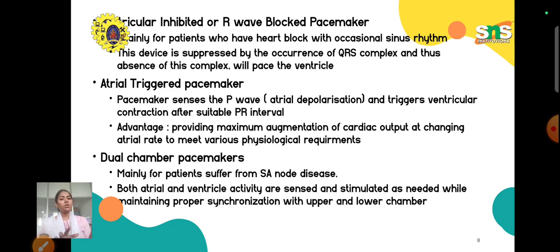So these are the major different types of implantable pacemaker. You have nearly six types of implantable pacemaker. One is the fixed type pacemaker, second is the demand pacemaker, third is the ventricular inhibited pacemaker, fourth is the ventricular triggered pacemaker, fifth is the atrial triggered pacemaker, and sixth is the dual chamber pacemaker. So this is the major classification you can see in implantable pacemakers.